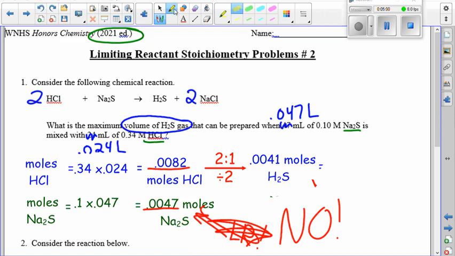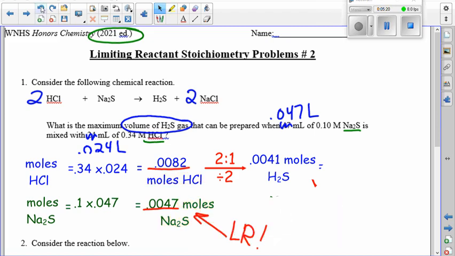This is, if I highlight, moles of HCl, these are moles of sodium sulfide. Those are apples and oranges. You cannot compare those two directly. That's why we need to get them both in terms of moles of hydrogen sulfide, the H2S, before we can compare. So watch out for that. Don't make that mistake. Okay.